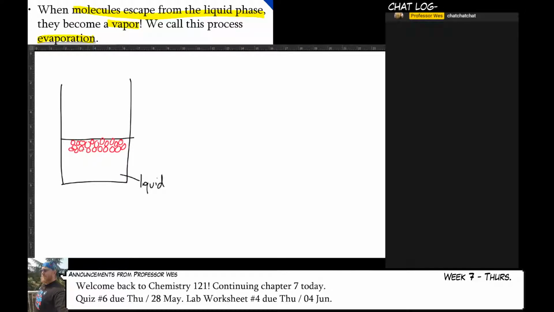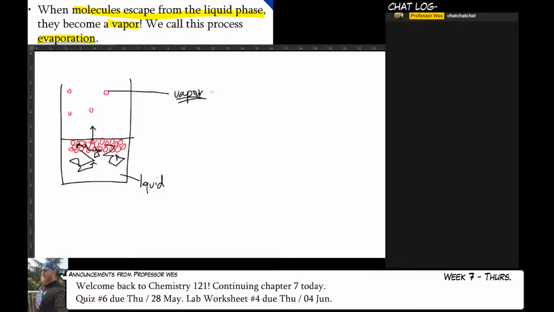Now, these molecules in the liquid can move any which way they want to. Some of those directions that they may choose to do would involve going this way. And if they do that, they escape the liquid phase. And when they are floating around above the surface, we call them a vapor. Now, I might slide a U in here because I'm Canadian, so if you see me spell vapor with a U in it, that's what's going on there.